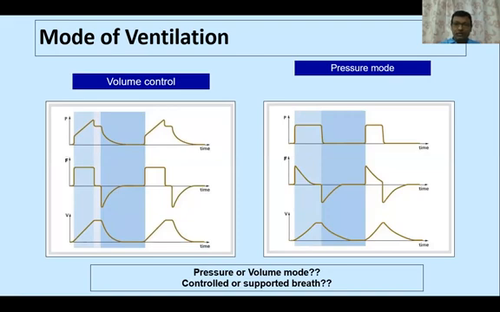Now compare the first graph with the second graph. In the first graph, you can see the flow waveform is reaching the baseline. There is a pause and then the expiration starts. So what does it mean? This is a flow cycle pressure control breath. Whereas if you look at the second waveform, look carefully at the flow waveform: the inspiration is cycling into the expiration before the flow reaches the baseline. What does this mean? There is an expiratory trigger sensitivity on, and this is a pressure support mode.